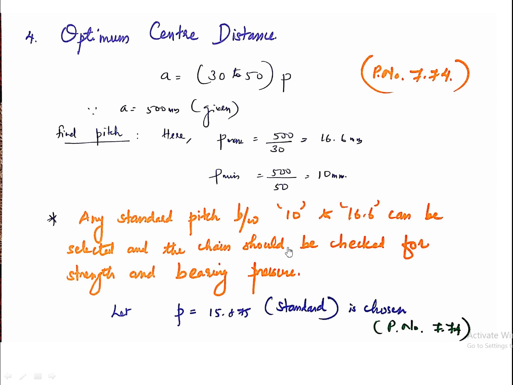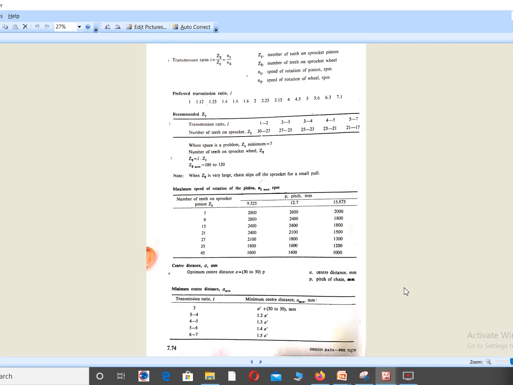The only thing is that the strength and bearing pressure should be within the limit. If not, you need to select another value. Now here let us take the value as 15.875, which is actually a standard value. I'll show you how this standard value is taken. For that you need to go to page number 7.74. So you can see from here in this page number, the optimal center distance equation, you can find it from here.